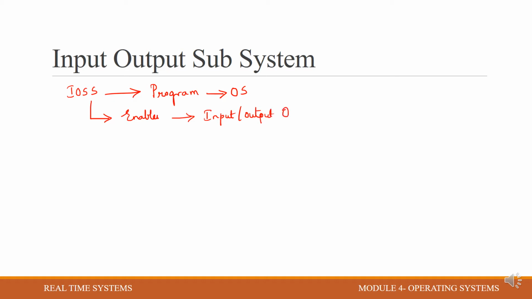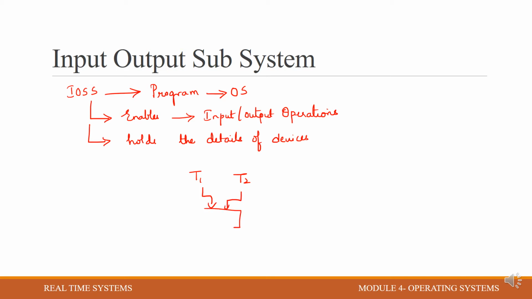Apart from this, it also holds the details of the input-output devices. This IOSS also deals with all the problems of several tasks attempting to access the same device. Suppose T1 and T2 want to access the same device D1. This problem is addressed by this efficient program, that is IOSS.